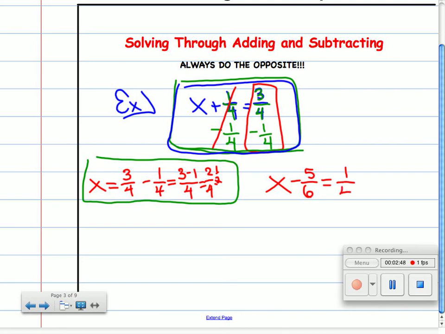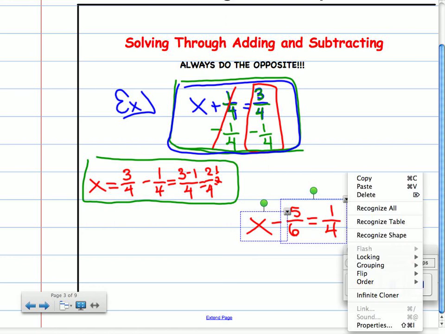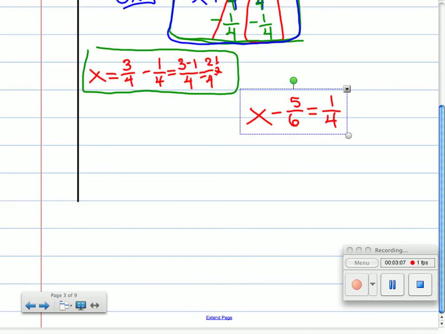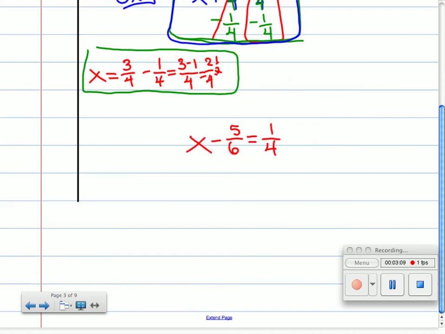And we're extending this a little bit. Okay? So I have x minus 5/6 is equal to 1/4. Remember, anytime we are dealing with fractions, we want to make sure to have common denominators. So that should be your first step: make sure you have a common denominator. And anytime we're dealing with solving, we want to make sure to do the opposite. So you should always ask yourself, how do I move it? Do I have a common denominator?